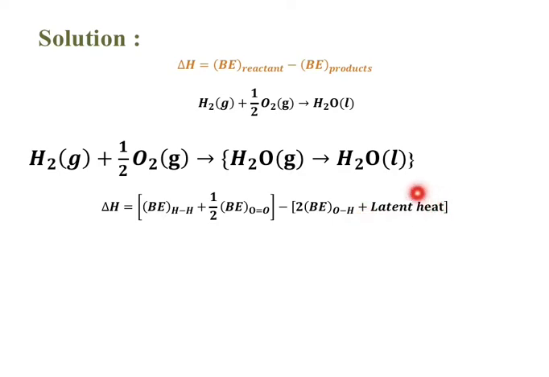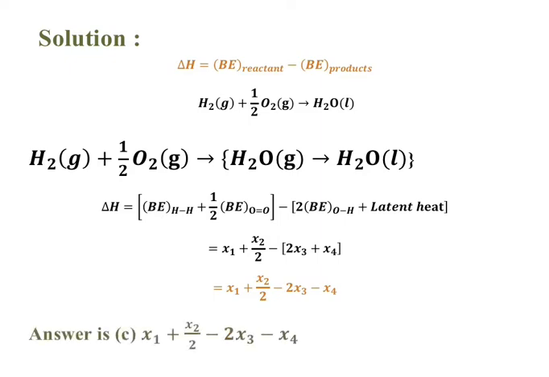After substituting the values, that is for the bond energy of hydrogen, x1, and x2 by 2, minus 2x3, plus x4, all the values are given in the question as we said before. On simplification we get x1 plus x2 by 2 minus x2 minus 2x3 minus x4. This is the answer, the correct option is option C. So that's all.